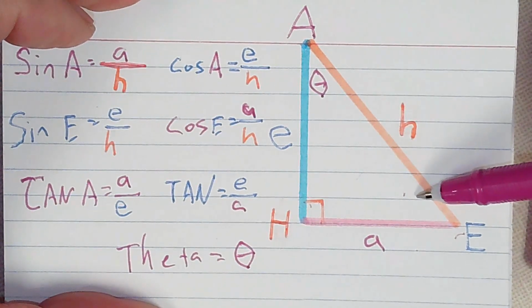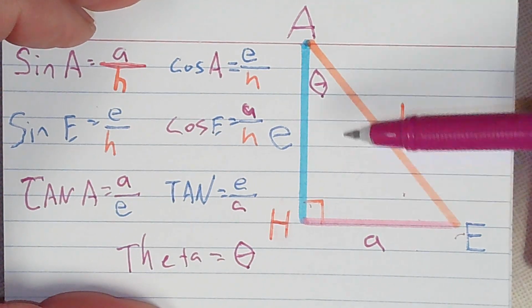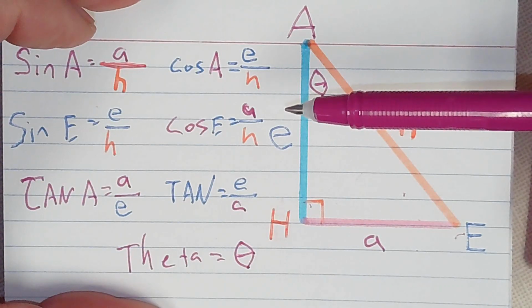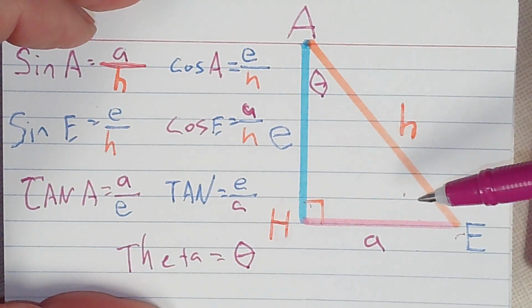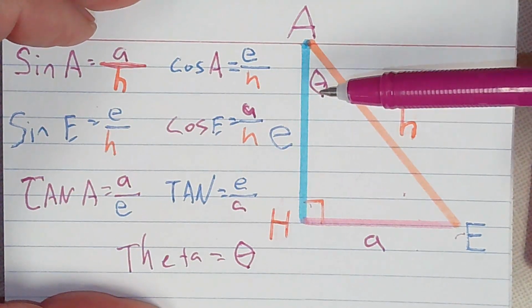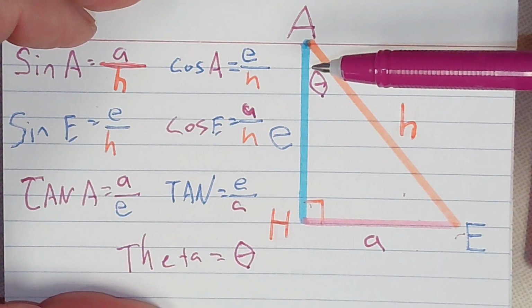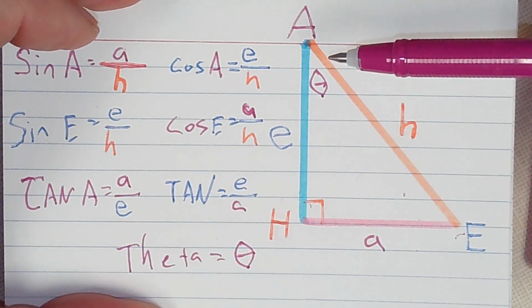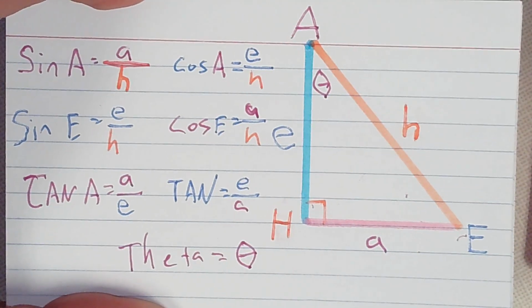Or maybe this will be theta. And they'll move theta around, and you've got to be like, okay, theta's here, so this line segment is the opposite, and this line segment is the adjacent. Or, okay, theta's here, so this line segment is the adjacent, and this one is the opposite. But the hypotenuse will always be opposite the 90-degree angle.